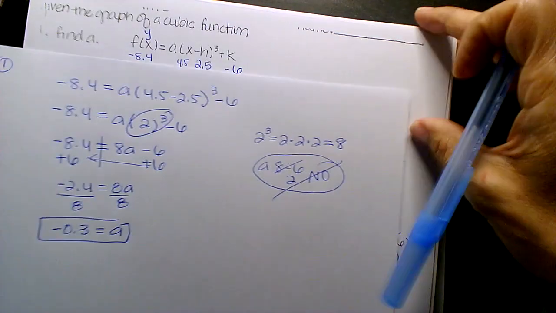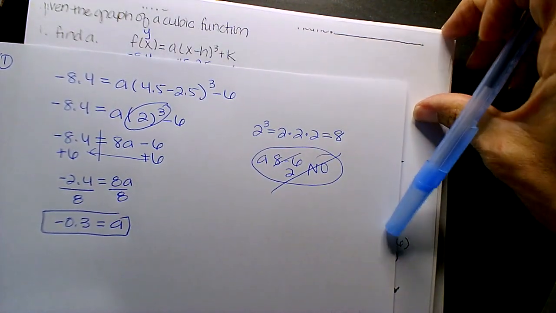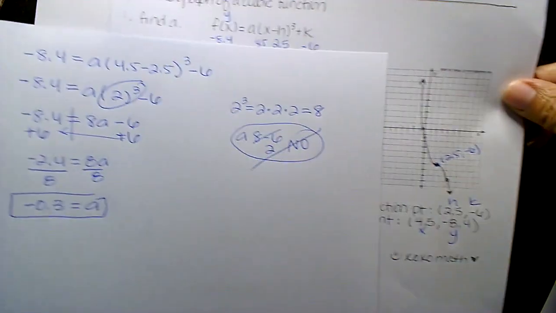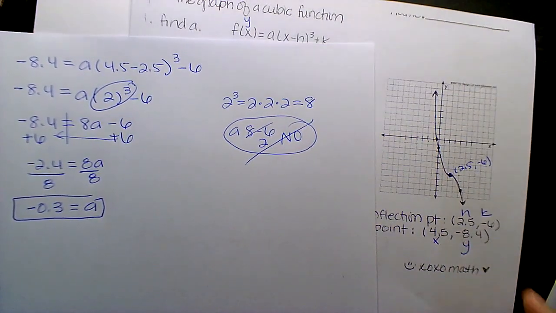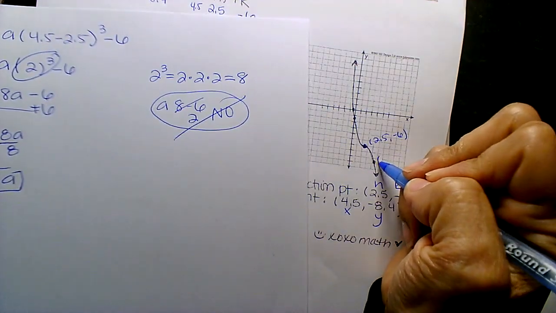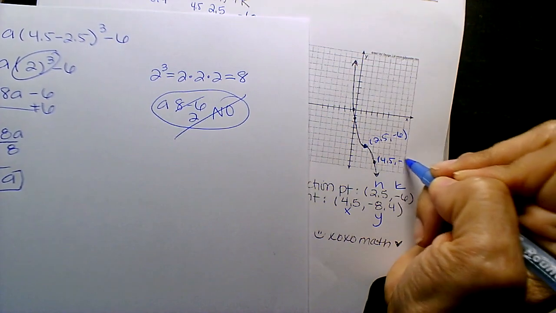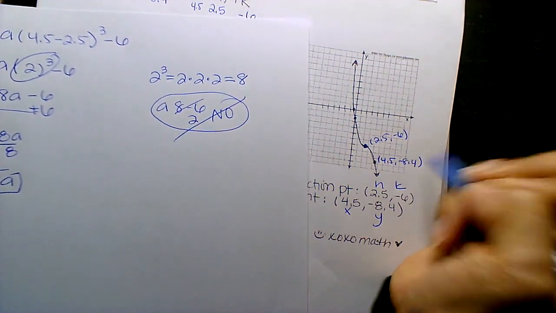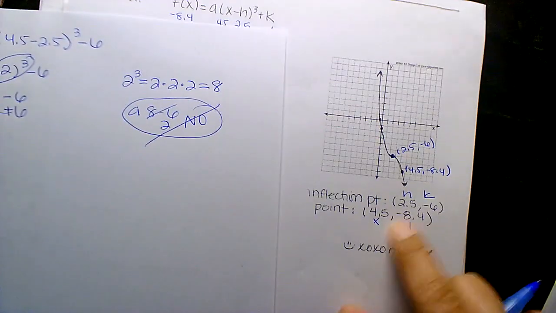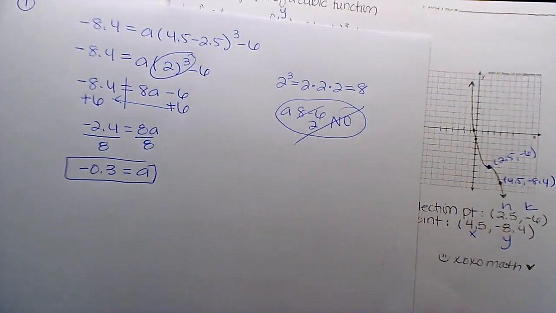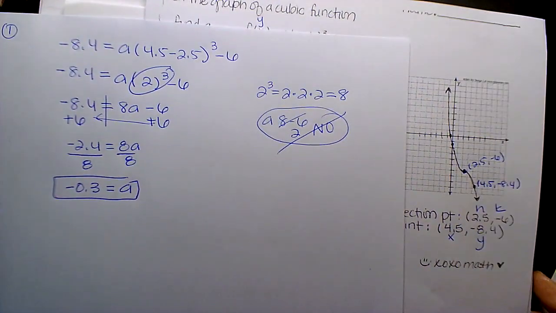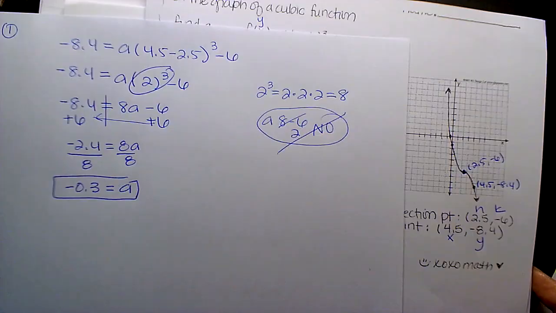Oh, it's in the graph. It's given for the point. Hold on, let me see if I can grab it. See right here? X, Y. And that's this point here. This is a point I'm giving you, 4.5, negative 8.4. These are the 2 points that I give you. I just wrote them out because I don't know if they would come out.